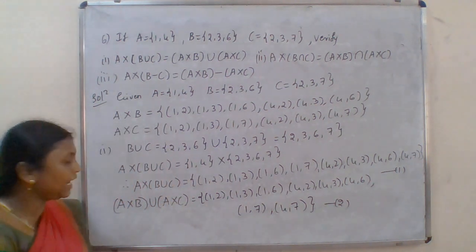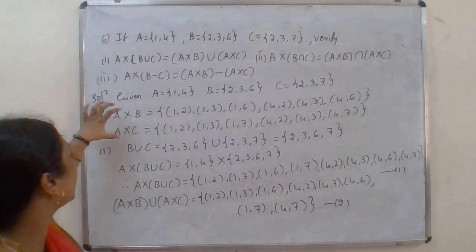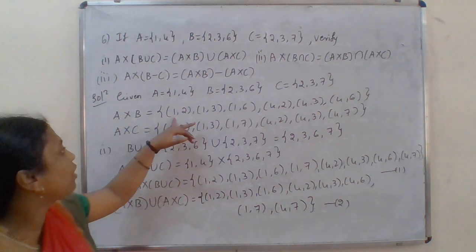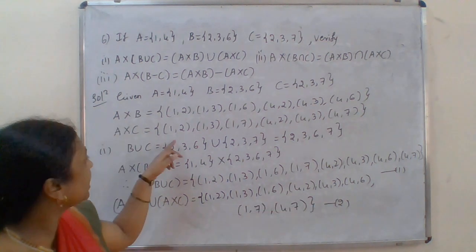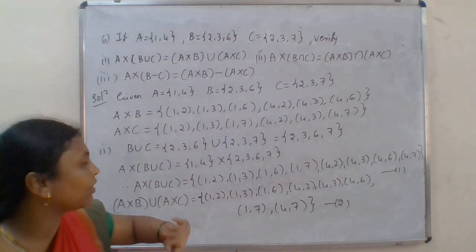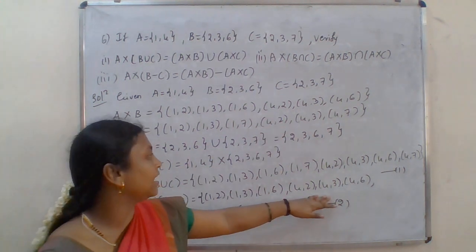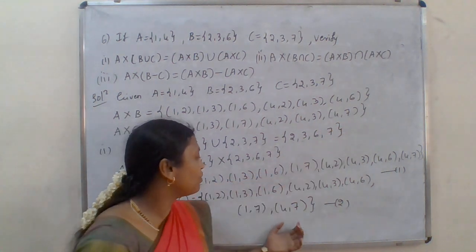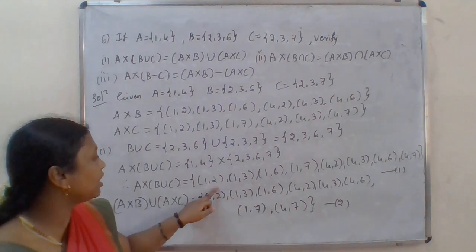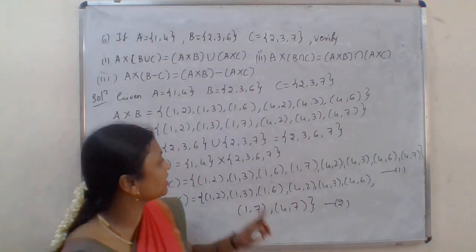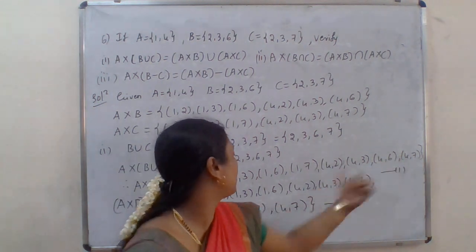So (A × B) ∪ (A × C) means write all the elements of A × B and A × C: (1,2), (1,3), (1,6), (4,2), (4,3), (4,6). That is A × B. Then A × C: (1,2), (1,3) already there, so you cannot write again. Next (1,7). Next (4,2), (4,3) already there, so you should write only (4,7). Now compare equations 1 and 2: (1,2), (1,3), (1,6), (1,7), (4,2), (4,3), (4,6), (4,7) on both sides.